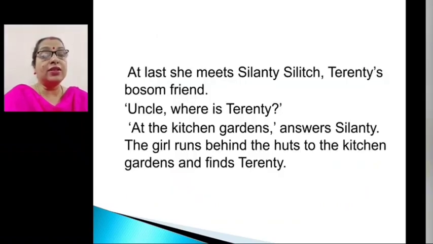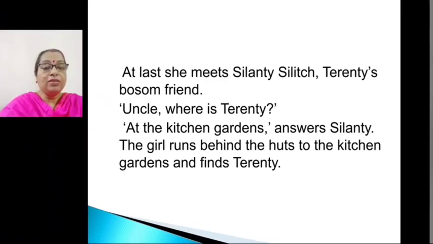At last she meets Silenti Silich, Terenti's bosom friend. "Uncle, where is Terenti?" "At the kitchen gardens," answers Silenti. The girl runs behind the huts to the kitchen gardens and finds Terenti. So what do you find? She asks Silenti Silich. Now who is Silenti Silich? Terenti's close friend. Bosom friend means close friend. What does he say? He says that Terenti is at the kitchen gardens. So Foykla quickly runs behind the huts to the kitchen gardens and gets Terenti.